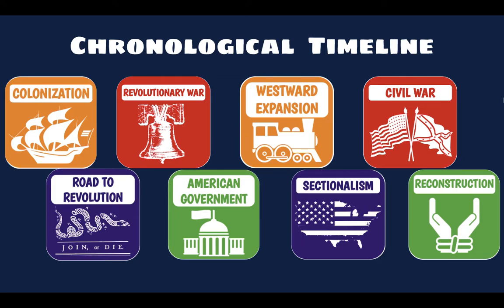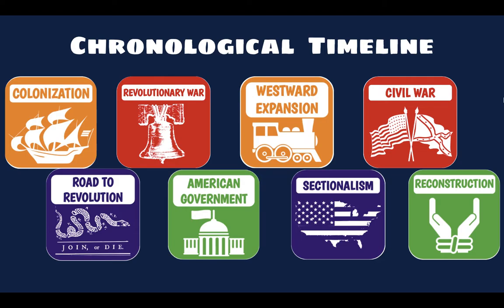Looking at a chronological timeline for this course, we would have begun with colonization and what brought people to North America in the 1600s. Next would have been the road to the Revolution, so what made the colonists upset with the British. Next, the Revolutionary War and that conflict for independence. After that, the American government. How did we form a government as an independent nation?